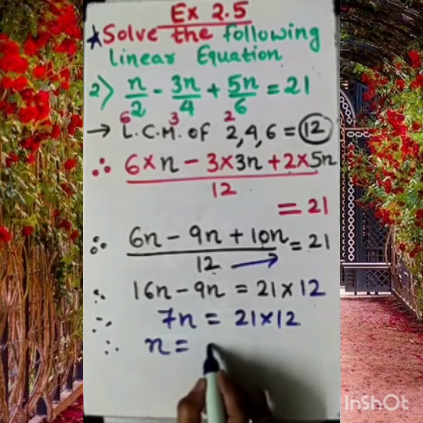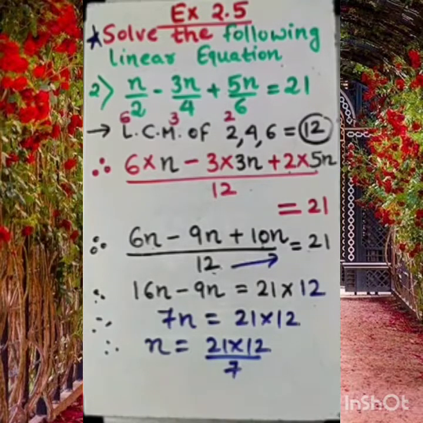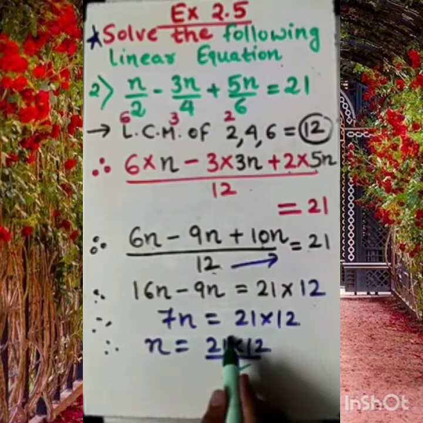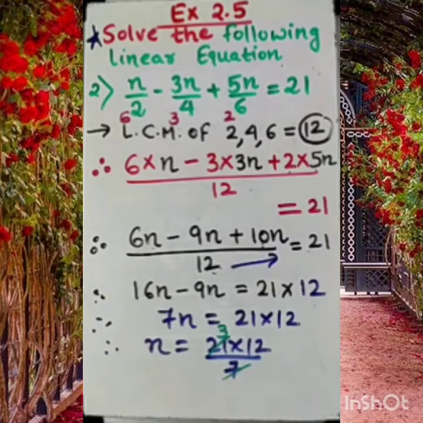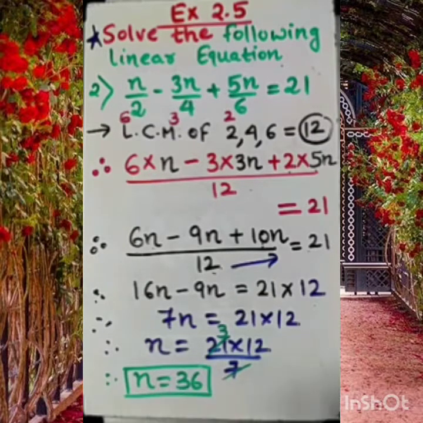Therefore, n equal to 21 into 12 divided by 7. Fine. If we divide it by 7, then what do we have here? As we know, 7 3s are 21. So here it will be 3. What about 12 3s? Of course, 12 3s are 36. So the answer of this unknown variable which we have to find and solve, that is coming n equal to 36. Easy.